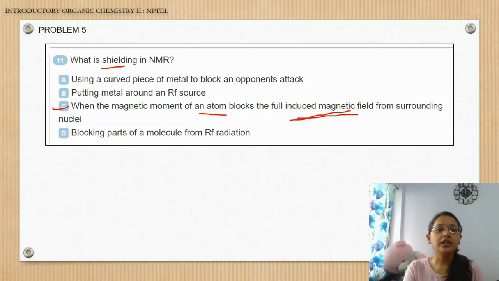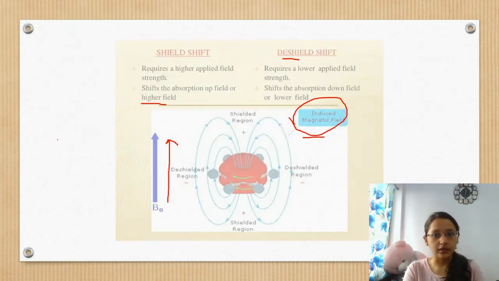Using a curved piece of metal to block an opponent or attack is not the correct option. Putting a metal around a radio frequency source is also not going to give you shielding in NMR. And blocking parts of a molecule from radio frequency radiation is also not the case. So I hope the explanation is clear to all of you.